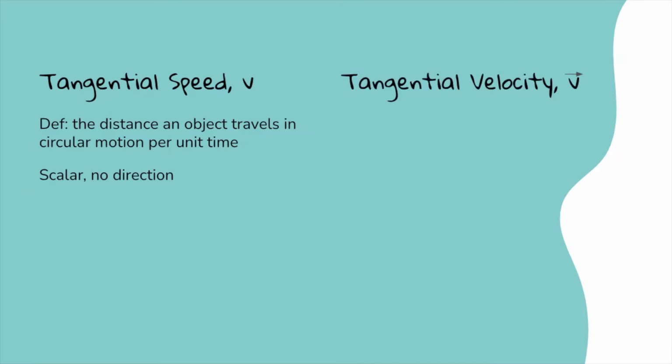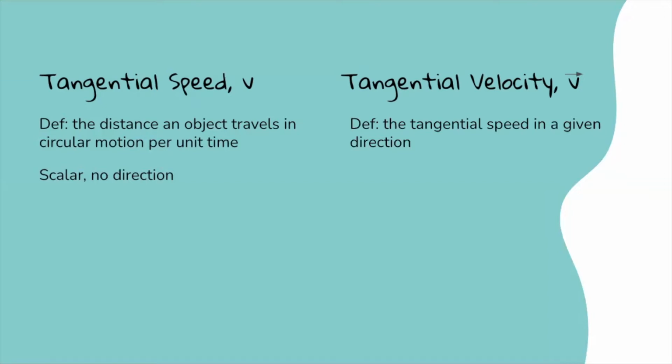So if you remember from speed and velocity before, speed was like distance divided by time, and velocity was distance divided by time with a direction. So tangential velocity is just going to be speed with a direction. So I'm going to take my tangential speed and add on what direction the object was traveling at the time that you measured it. Now, that means that it depends which point in time you pick.